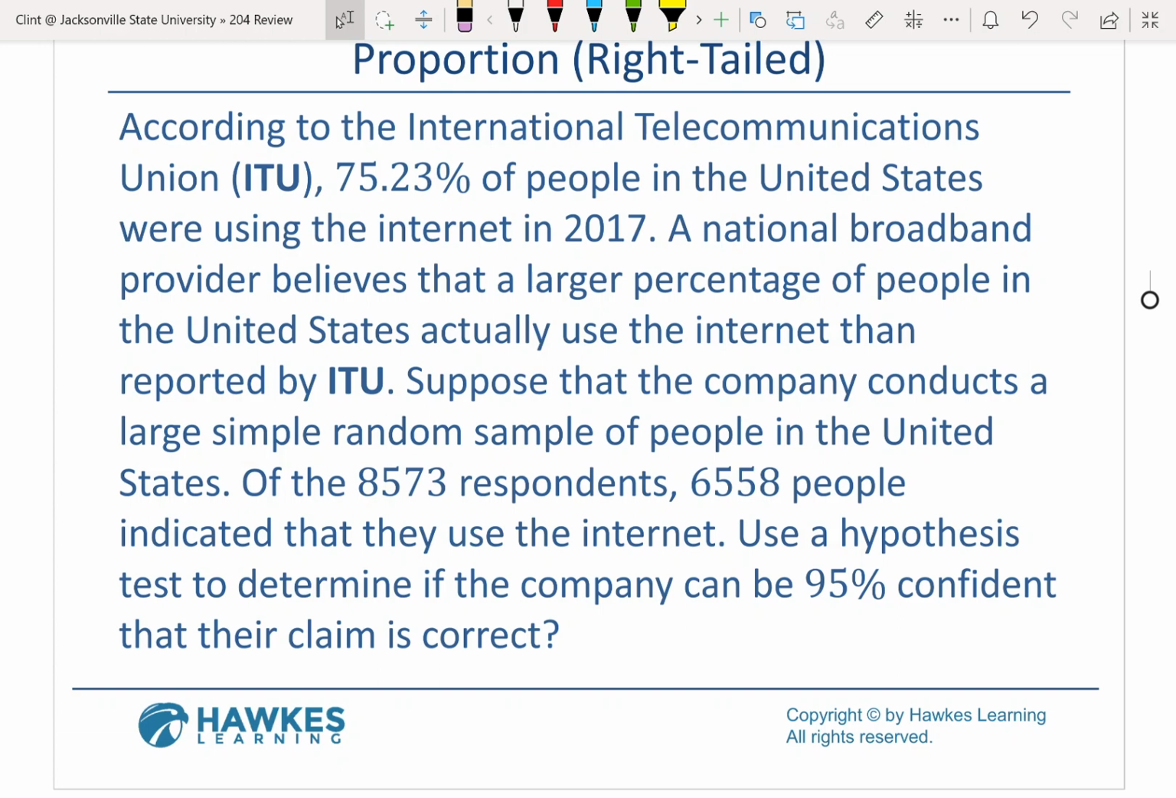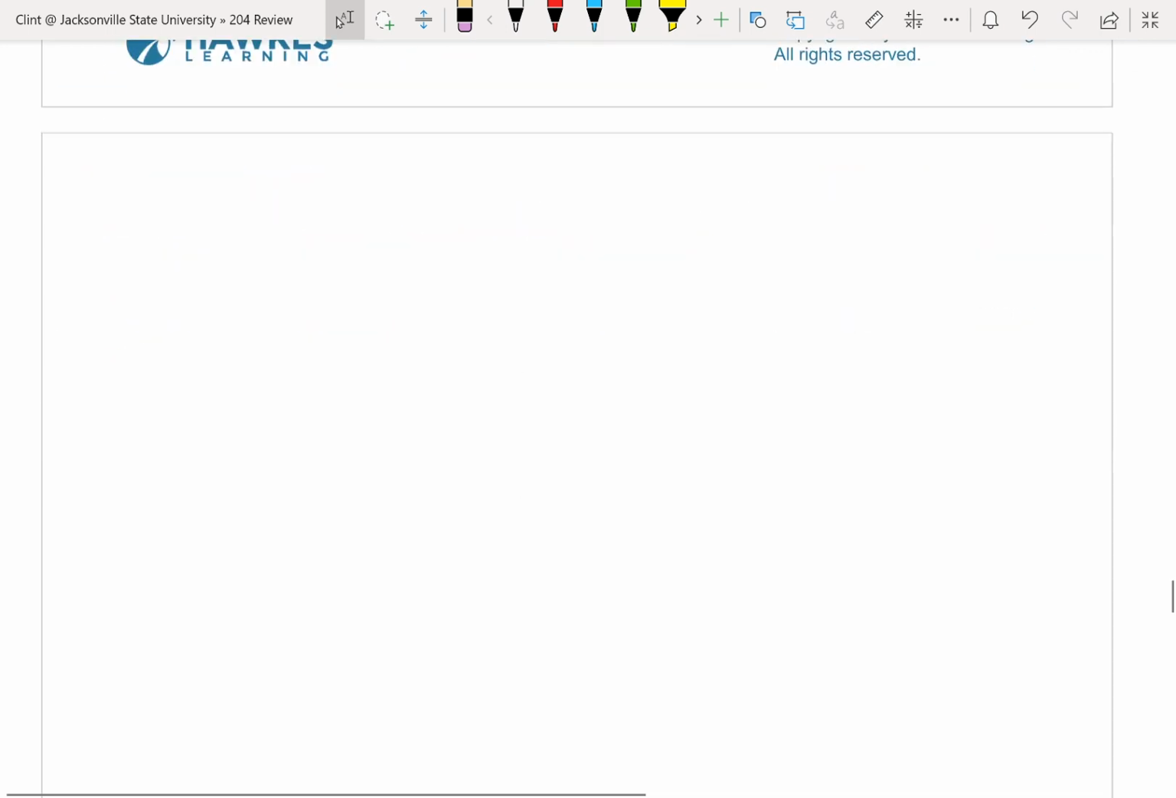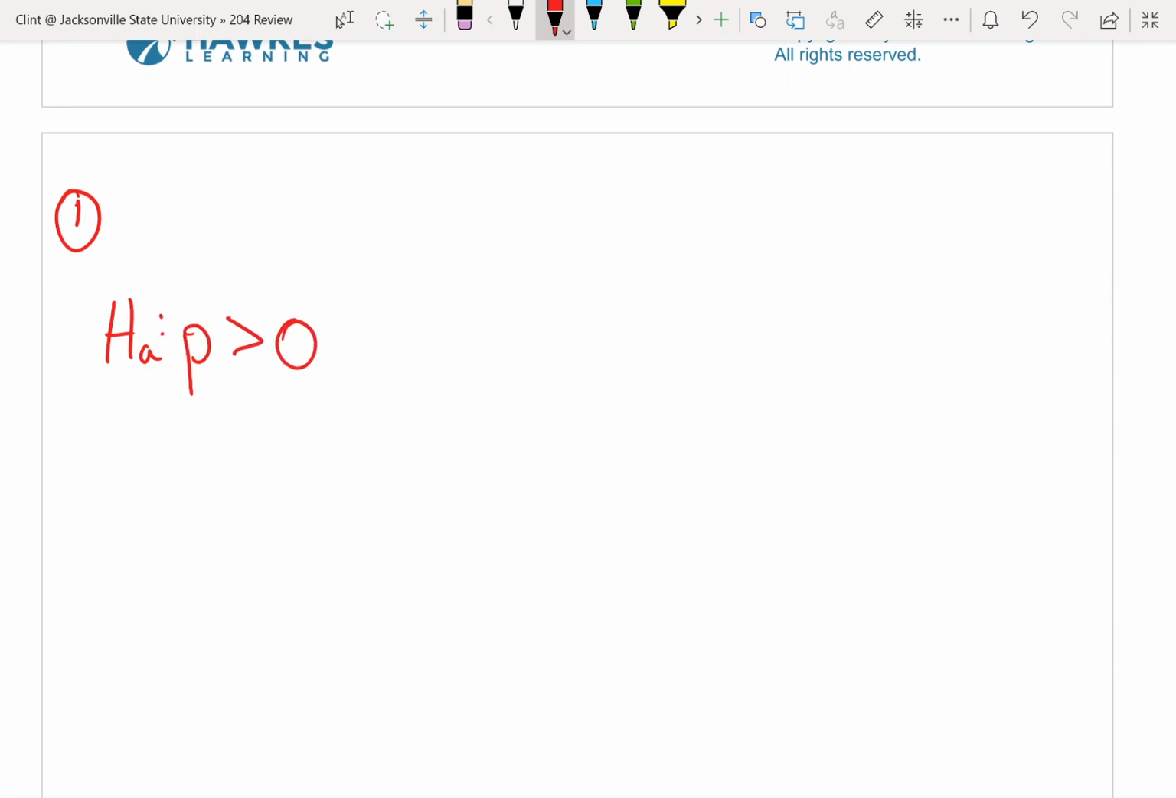So, what's the company claiming? This says the broadband provider believes that a larger percentage of people use the internet than reported. So the reported number was 75.23%. If they think it's larger than that, then our alternative hypothesis will be that P is greater than 75.23%. And if we rewrite that as a decimal, we'll say P is greater than 0.7523.